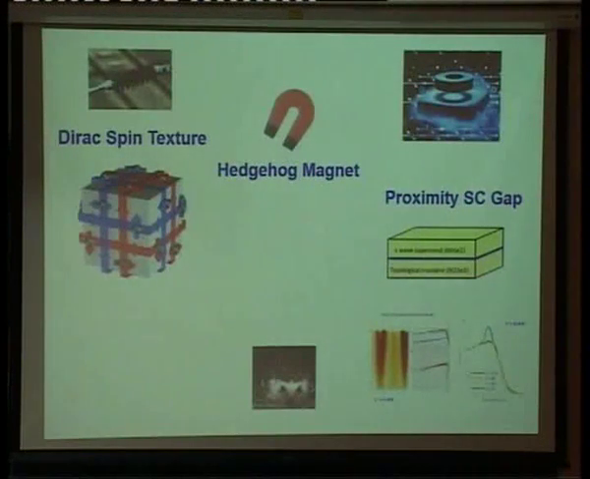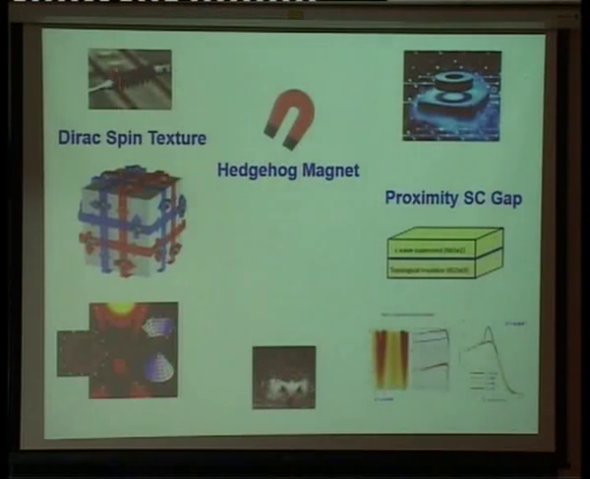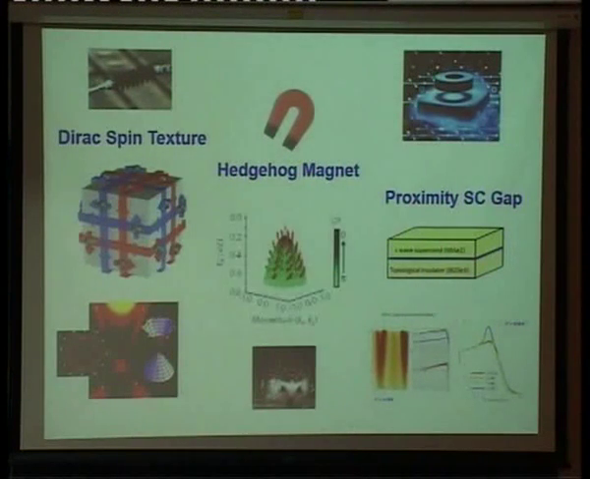So this is sort of my summary slide. I showed Dirac spin. This is the topological order of a 3D topological invariant system, and then I showed the hedgehog magnet and proximity effect. Thank you.